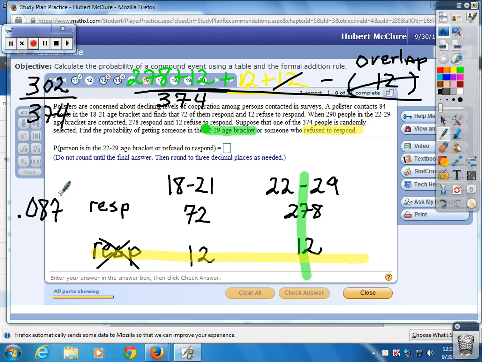Somebody give me that number. 0.807. Yes. So you've got an 81% chance of that slip of paper that you pull out of that box being a 22 to 29-year-old or a person that did not respond.